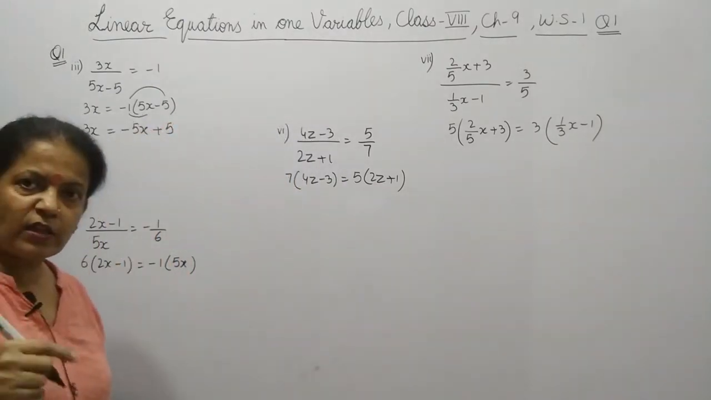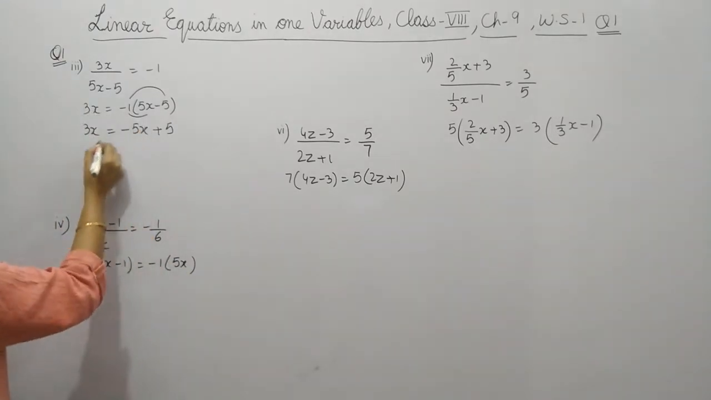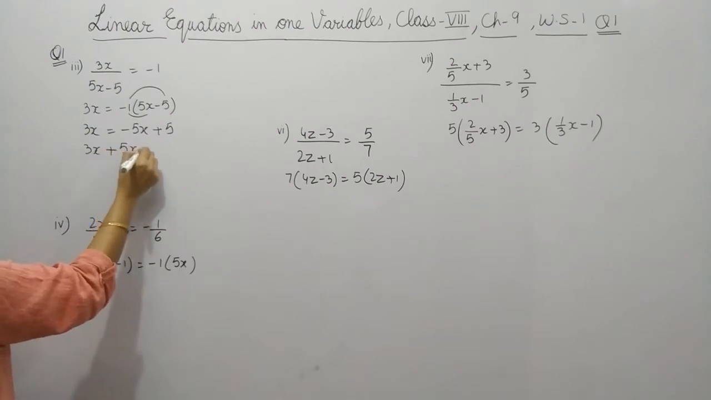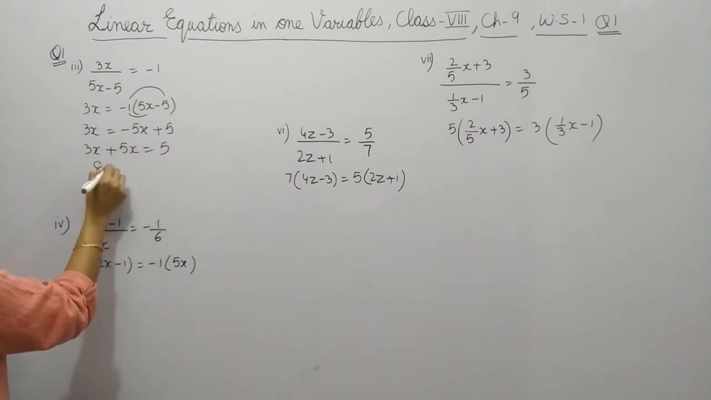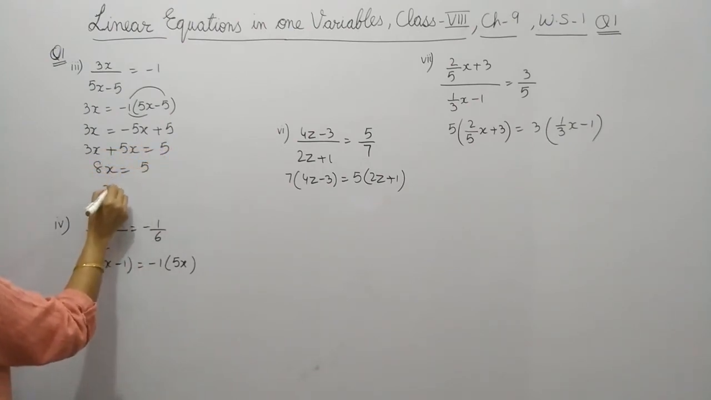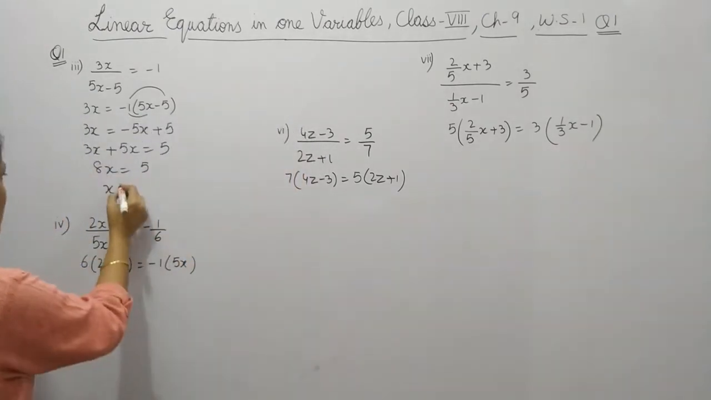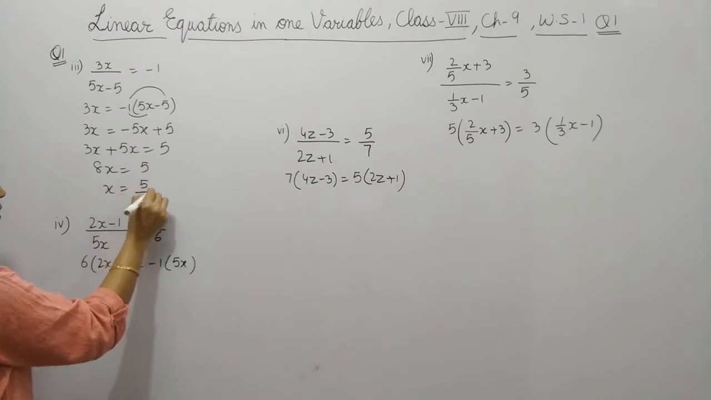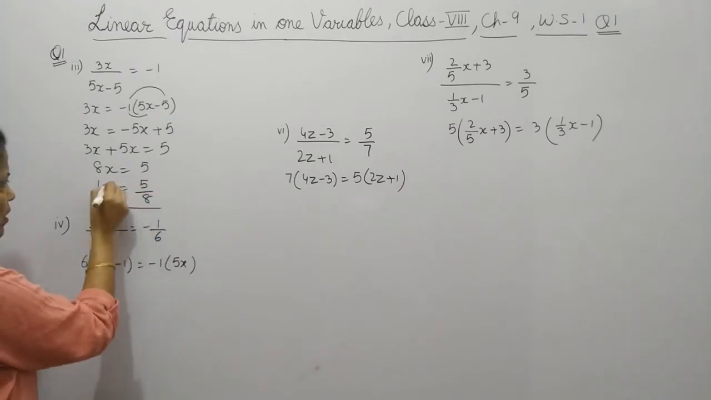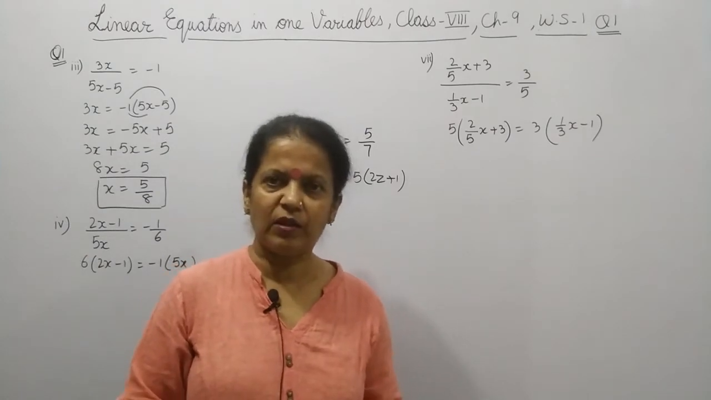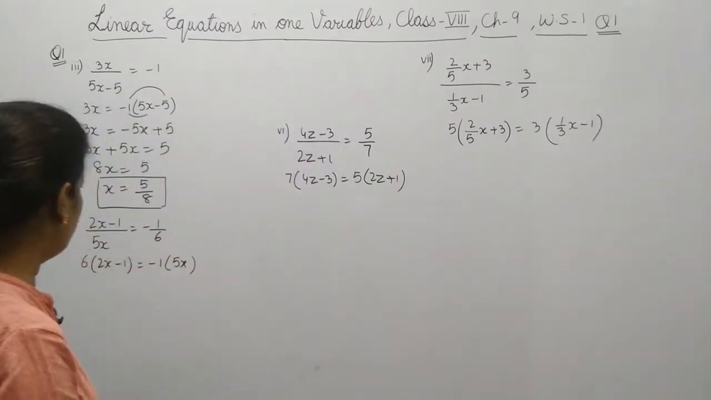Okay. And the next step, which you know very well, shift it. So, 3x minus 5 here. So, it will become 5x equals 5. So, 8x equals 5. So, x will be, where will the 8 go? Upon. So, it will become 5 upon 8. It will come like this. I think it's clear. And the check part, you can try it yourself.